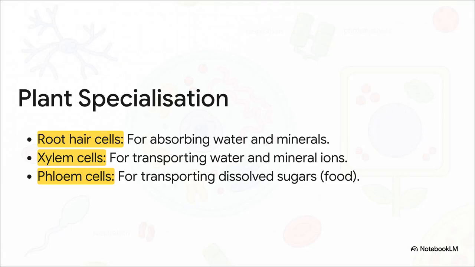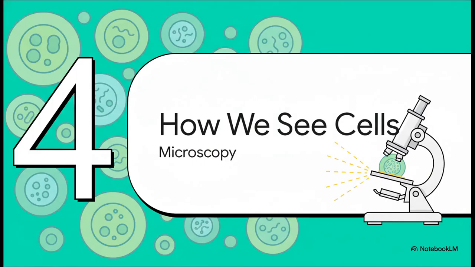And you know what? The exact same idea applies to plants. A root hair cell, for example, has this huge surface area so it can absorb water and minerals super efficiently. And xylem and phloem cells, they form the plant's plumbing system, and they're specialized for moving stuff up and down the plant.